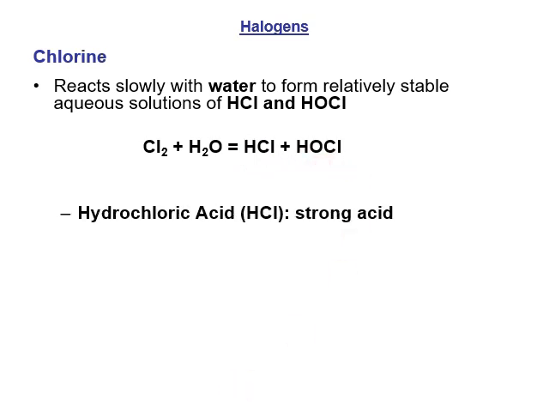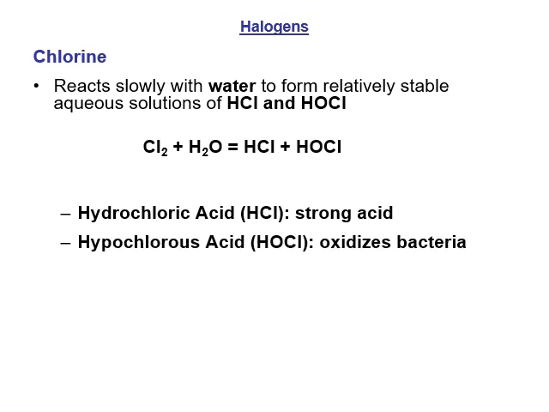Now, the hydrochloric acid is the strongest of the acids. It has a very low pH, roughly a pH of 2. Hydrochloric acid is actually one of the main components in your stomach acid. The hypochlorous acid is the component that will oxidize bacteria. That's why they use chlorine to sterilize water, especially in pools.